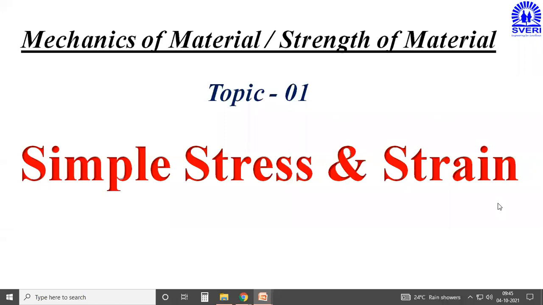So in the last session, we started the advanced technical training of the strength of material, or mechanics of material, as per your syllabus. In the last lecture, we discussed the importance of ATT, why we are going to study this particular ATT. Then we discussed the basic difference between applied mechanics and strength of material, or mechanics of material. Also, we started topic number 1, that is simple stress and strain. Topic wise, we will cover all the advanced technical training related to mechanics of material or strength of material.